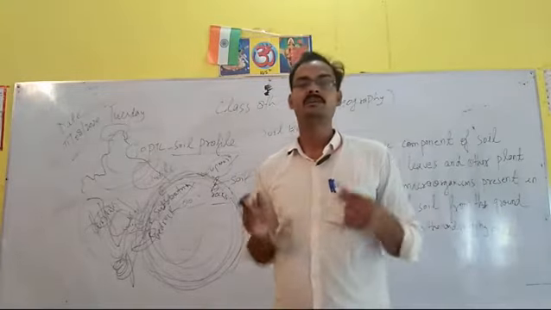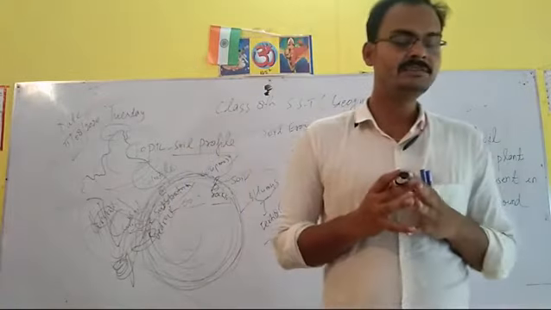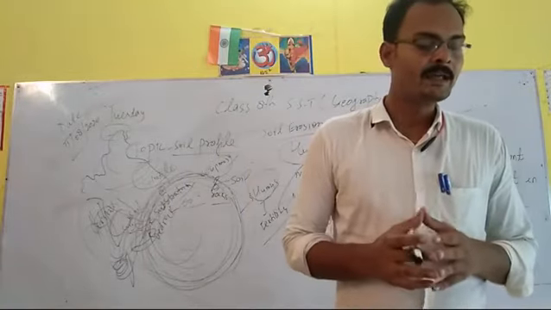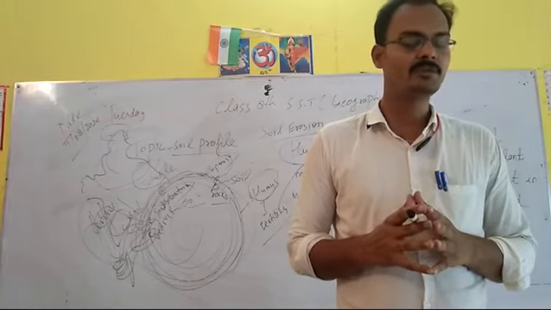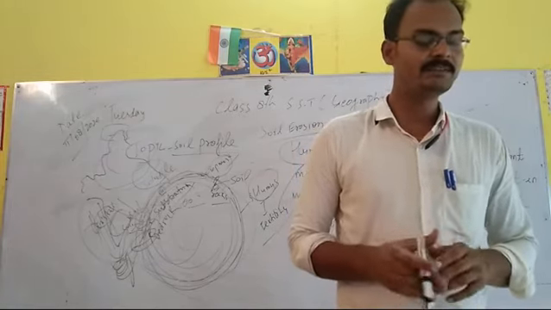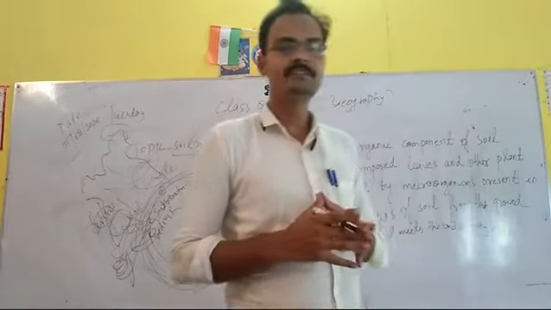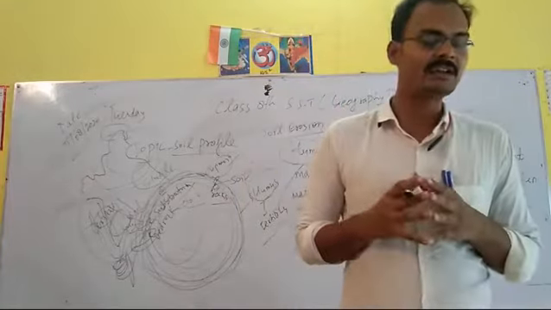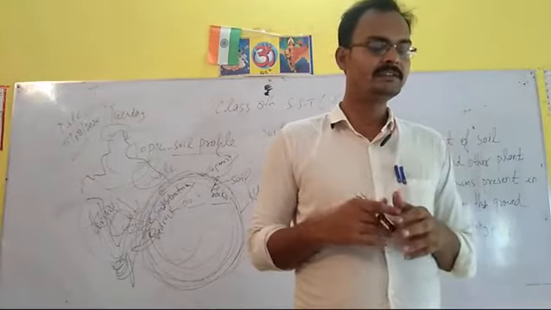Ways of soil erosion. What are the ways by which soil erosion occurs? There are two ways in which the erosion of topsoil can happen. Sheet erosion. What is this? Sheet erosion happens when, during heavy rainfall, topsoil is removed at places where there is less vegetation.